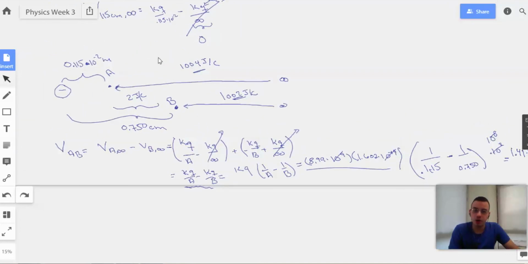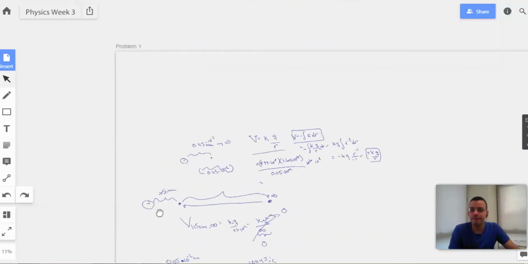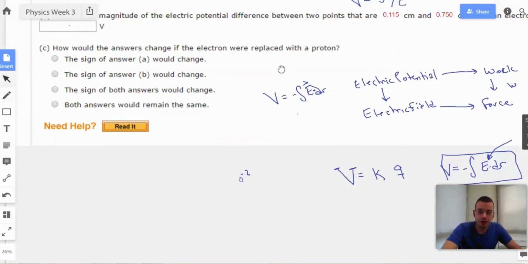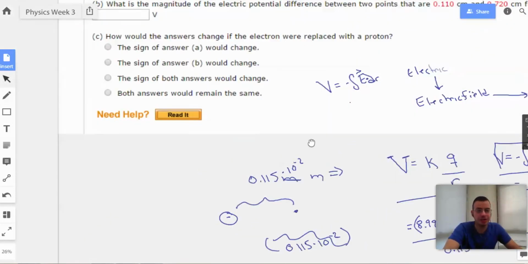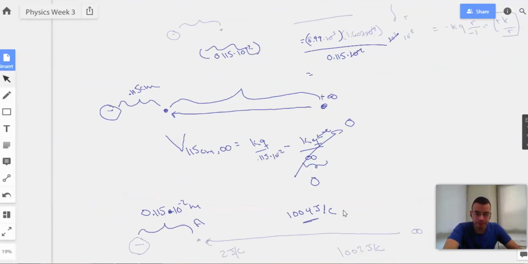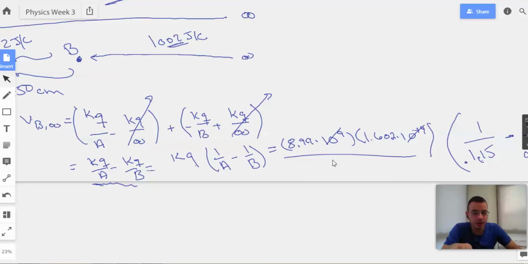Now, one quick adjustment. Formula up here for number 1 was negative. Q is negative 1.602. So that negative carries around up over here. Alright.